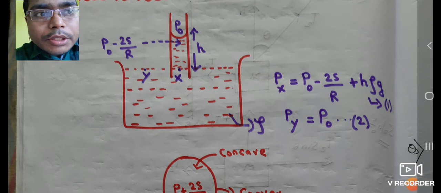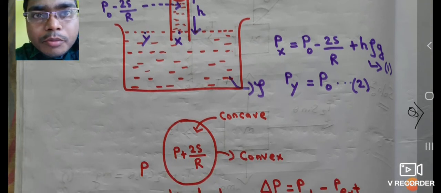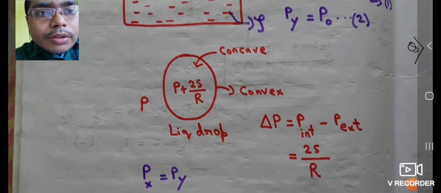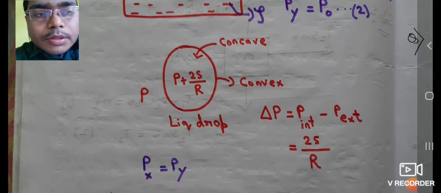So I have calculated separately the pressure at the points X and Y. At X the pressure will become P naught minus 2S by R plus H rho G, because the point X is at a height H, and at the point Y the pressure will only be the atmospheric pressure, so that is given by P naught. Now here you can see the excess pressure delta P is given by 2S by R, that we have already derived just now. So the pressure at the convex part is less compared to the pressure at the concave part.